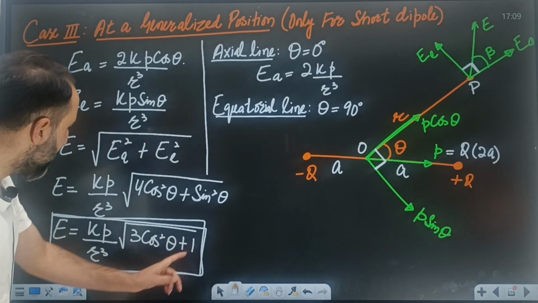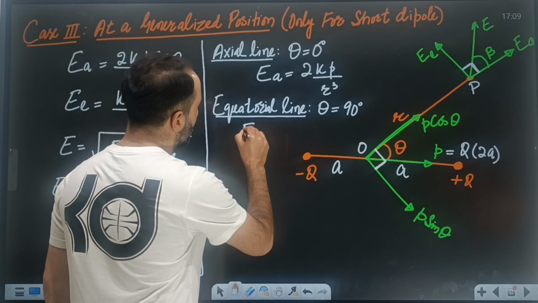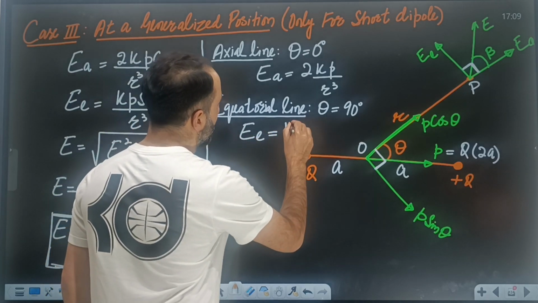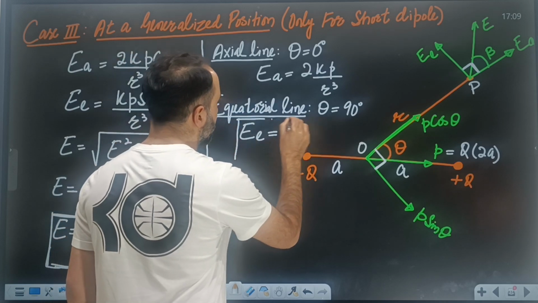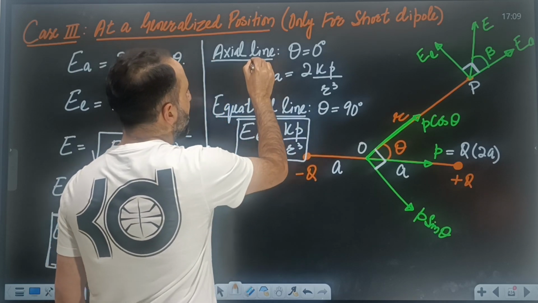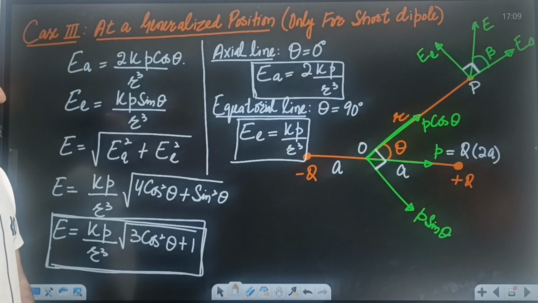So 0 plus 1 comes out to be what? That's equal to 1. तो ये electric field किसके बराबर आएगा? On the equatorial line, this electric field will be equal to what? That will be equal to Kp divided by r cube. So this is the electric field on the equatorial line, and this is the electric field on the axial line. Okay, so I'm sure this is crystal clear to you.